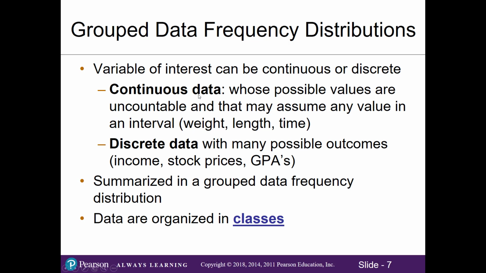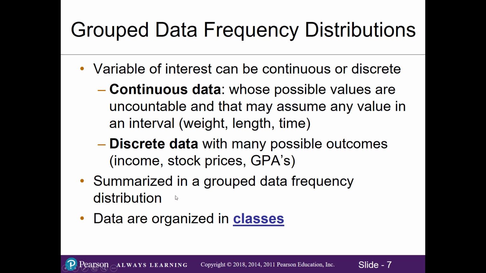With continuous data, the values are uncountable, and it can be any value in an interval. For instance, weight, length, or time. So with weight, I can say something weighs 20 pounds. I can also say something weighs 20.25 pounds. And I can get very granular with the data, hence it's continuous. With discrete data, recall it's where we count, and again, it can have many possible outcomes, but at least it's countable. So how many students have a 4.0 GPA, for instance?